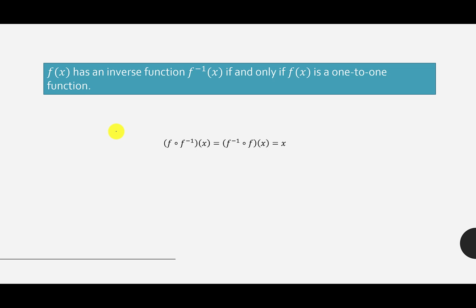Another important piece is that when I take the compositions of the function and the inverse, in either order, I always come back to x. So if I take f composed with f inverse of x, I get the same as if I do f inverse composed with f of x, and I should get back to x. Again, think of that circular motion.